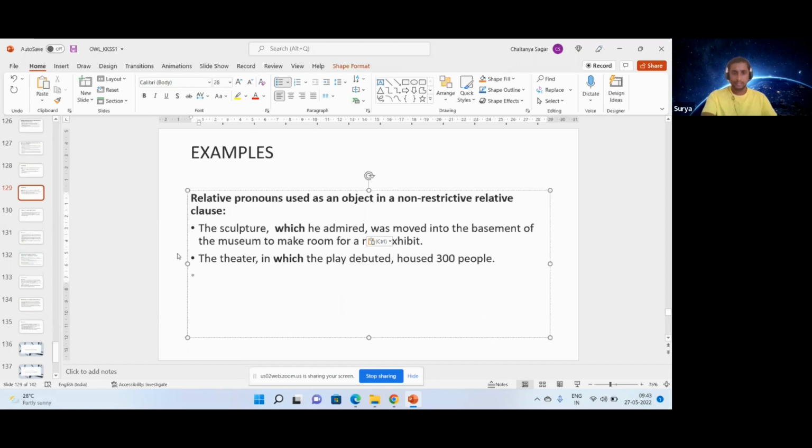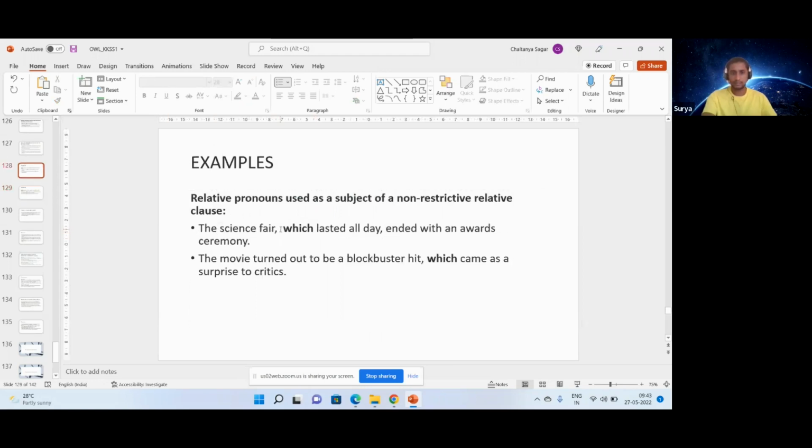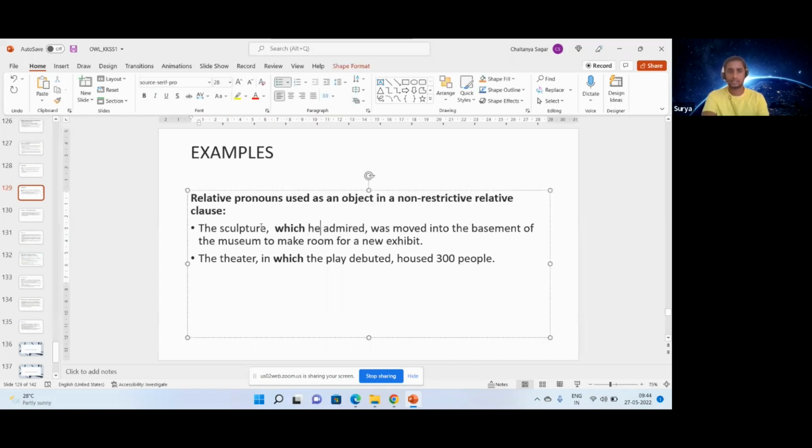If you see here, the sculpture is not the subject. He is the subject. Why is this? Because in the earlier cases, the science fair and the movie were the subjects, which came at the beginning. But here the sculpture has come at the beginning, yet it is not treated as the subject. It is treated as the object. The reason is, in the sculpture which he admired, admired is a verb, and who is admiring? He admired. The sculpture is not admiring. He is admiring. The verb always follows the subject. So in this case, he is the subject, not the sculpture. Automatically the other one becomes the object.